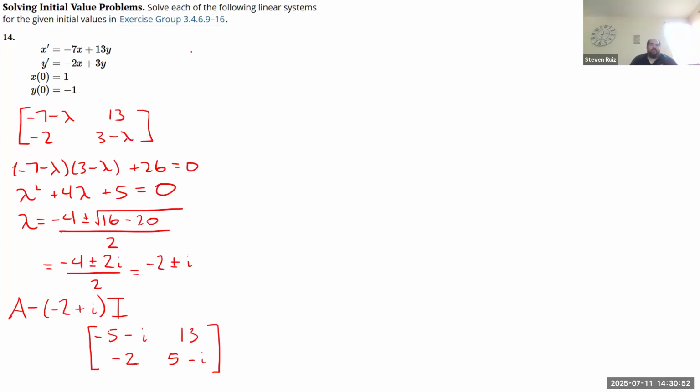I want to make sure that the matrix I found is actually singular. So minus 5 minus i times 5 minus i, minus negative 26, so plus 26. All right, so negative 25 minus 5i plus 5i plus i squared plus 26. So minus 25 minus 1 plus 26 equals 0. Got the matrix I wanted. So now that I have the matrix I wanted, what should I do with it?